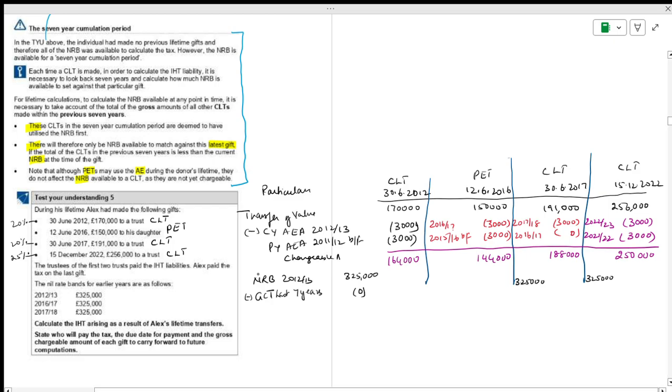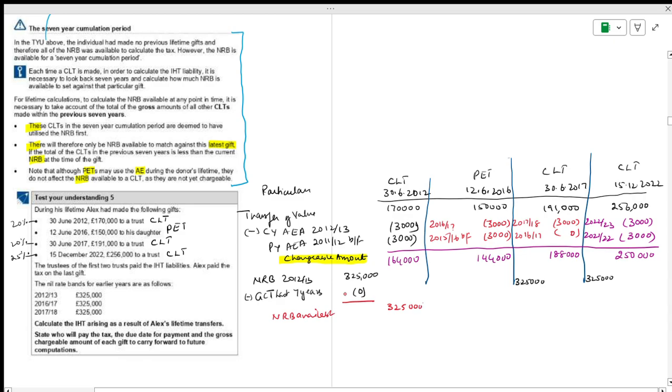You have any chargeable amount? This is chargeable amount. Is it right? Last 7 years, anything is there? No. There is no chargeable amount. Zero. Means how much NRB available? NRB available is how much? 325.